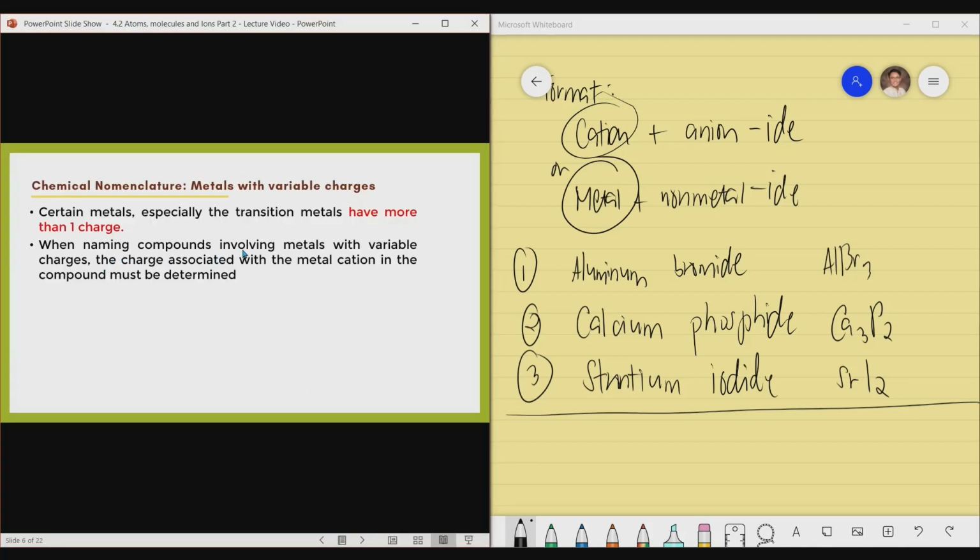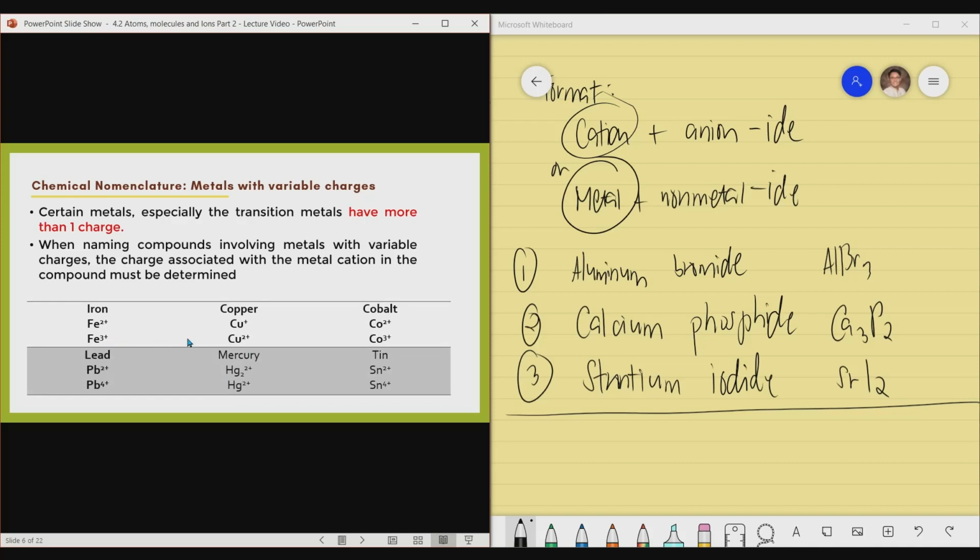When naming compounds involving metals with variable charges, the charge associated with the metal cation in the compound must be determined. Meaning to say, if we're going to name a metal with variable charges, we need to identify the particular charge that was held in that particular compound. Kailangan po natin malaman kung ano yung charge na ginamit upon creation or upon combining of that particular compound. Let us explain further.